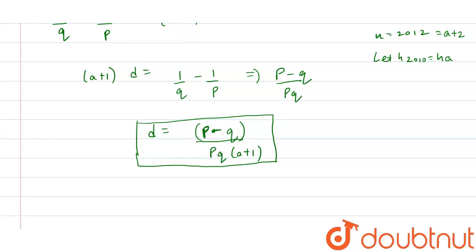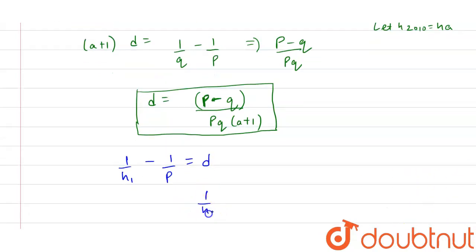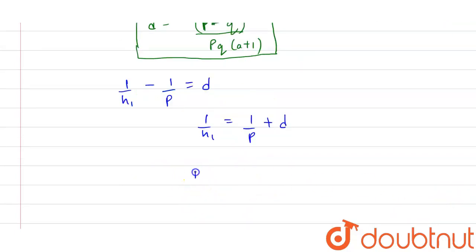If we have to find the common difference in the AP, we can write 1 by h1 minus 1 by p is equal to d. Or the value of 1 by h1 is equal to 1 by p plus d. And we know that the value of d is (p minus q) divided by pq multiplied by (a plus 1). So the value of 1 by h1 is equal to 1 by p plus (p minus q) divided by pq multiplied by (a plus 1).